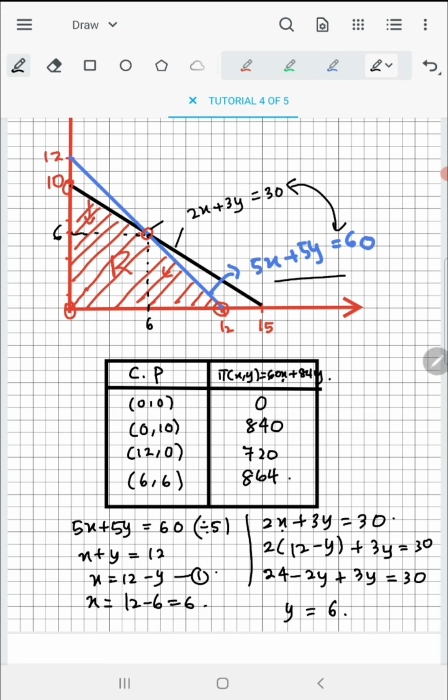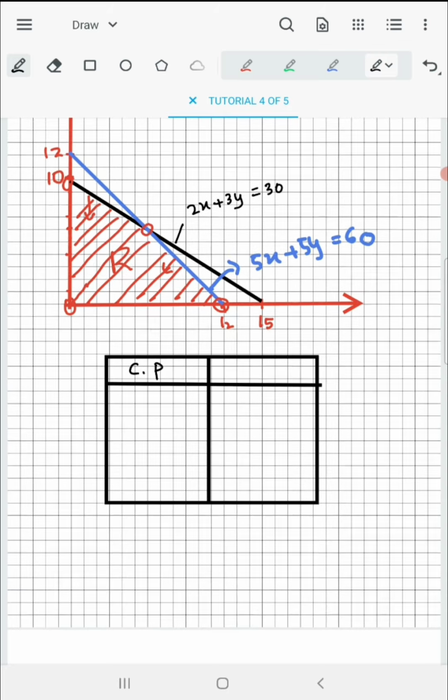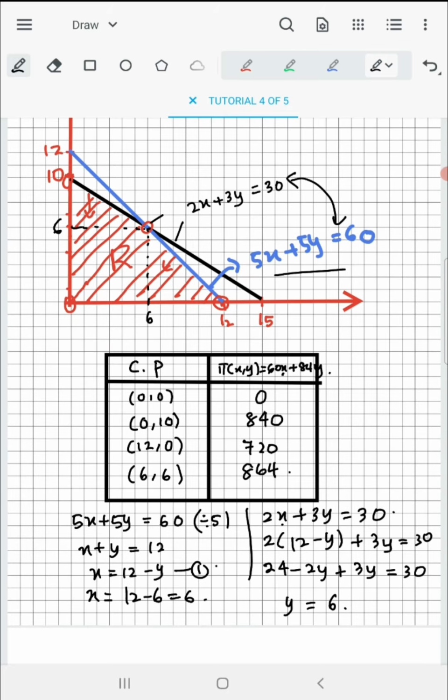Okay, now the question asks you to find the maximum profit, right? So the maximum profit is 864. So how many type A shares and how many type B shares can be produced daily in order to maximize the profit? So you need to do the conclusion.